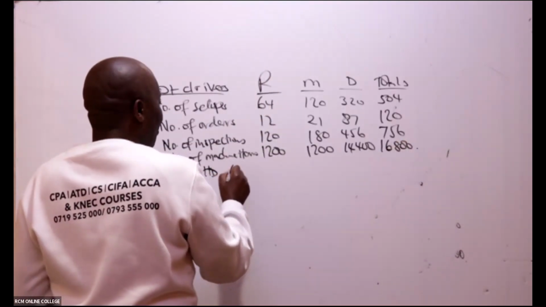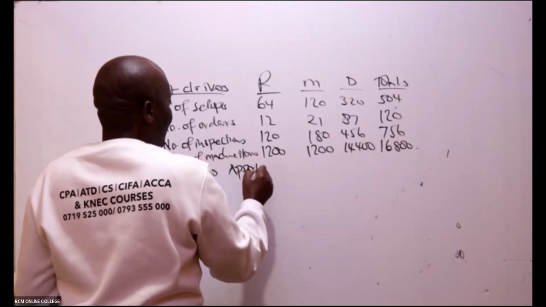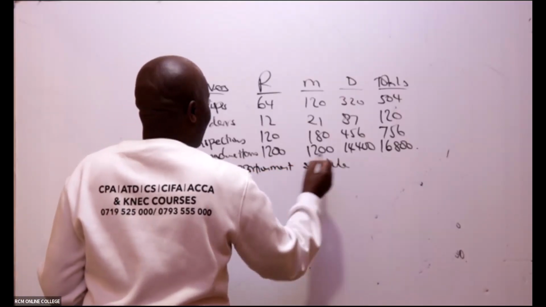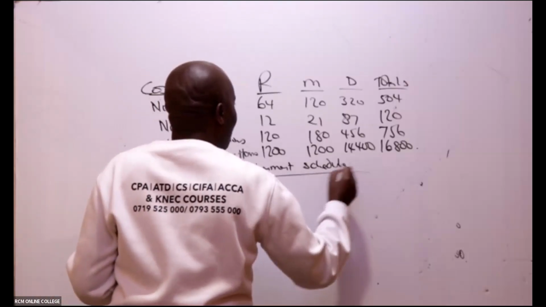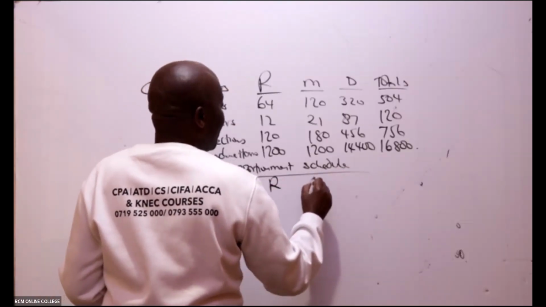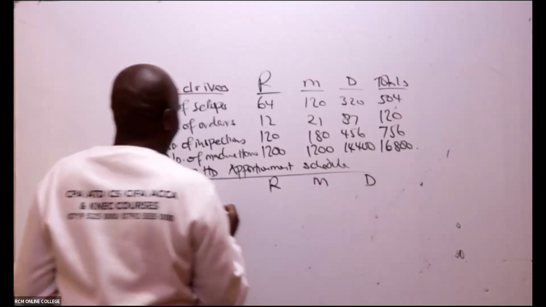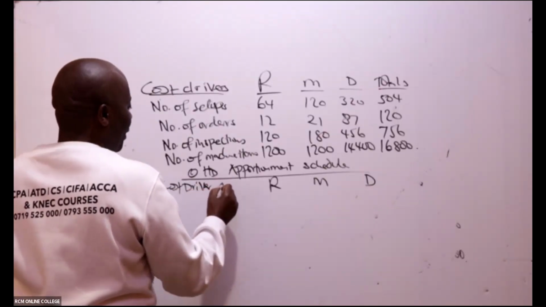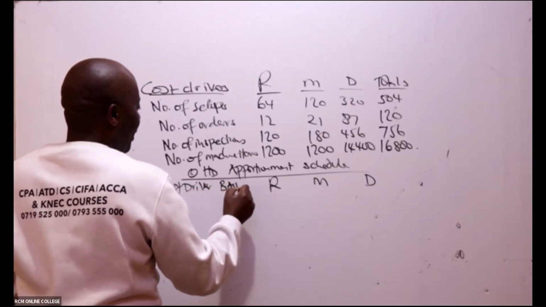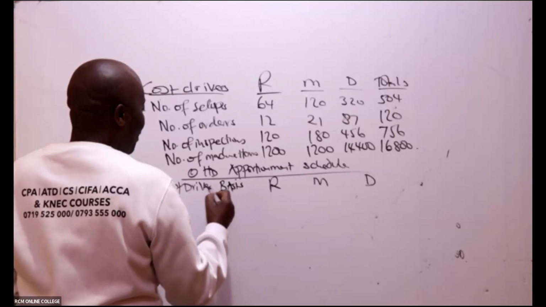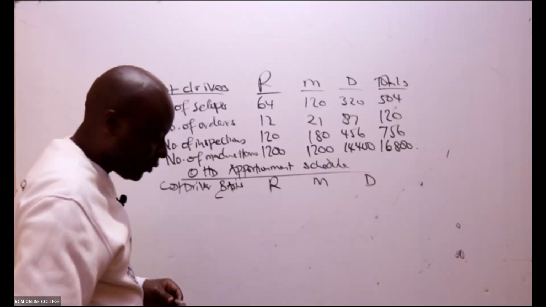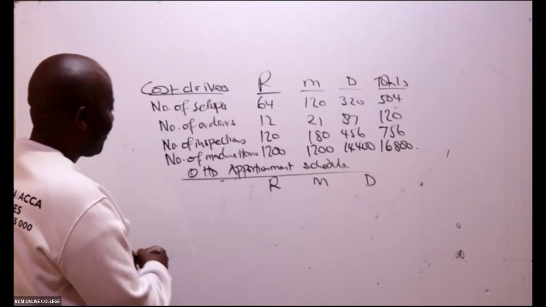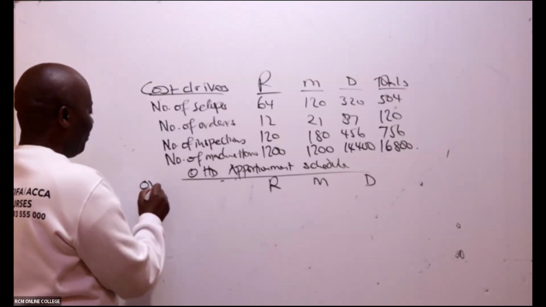Then now you can go to the overhead apportionment schedule. So we have our products here: R, M, D. We have the basis here. Remember, the basis, not cost driver, sorry for that. So we have our overhead item.